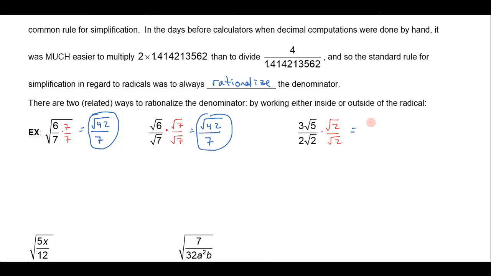So that would give me 3 square roots of 10 in the numerator. In the denominator, I'd get 2, this 2, and then the square root of 2 times square root of 2 is just 2, so I get another 2. So my answer here would be 3 square roots of 10 over 4, and I've rationalized the denominator. I've gotten rid of the radical in the denominator, and this would be the simplified form, and that's the rule that we have. We typically do not want to leave radicals in the denominator.